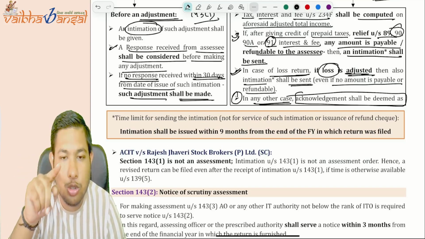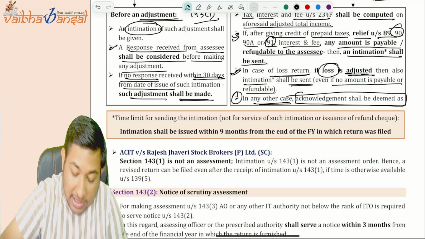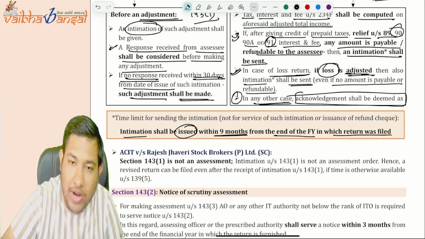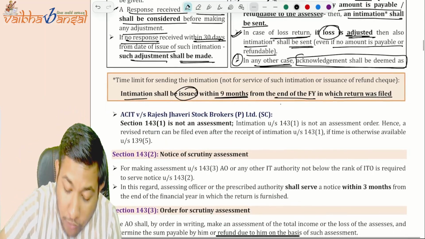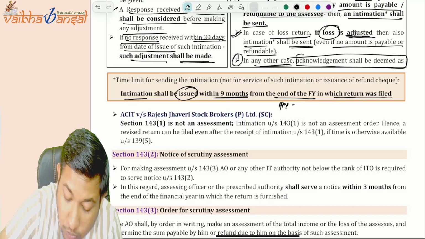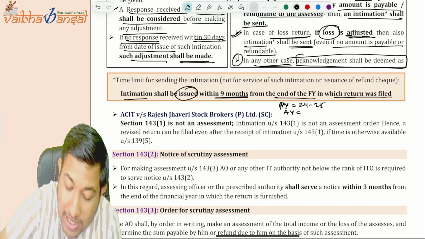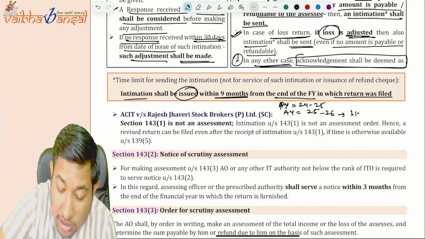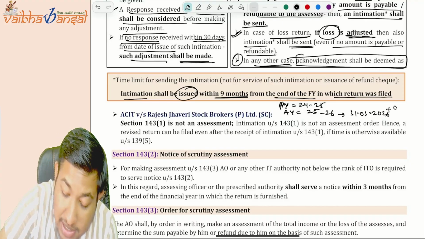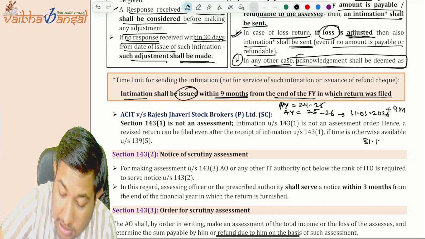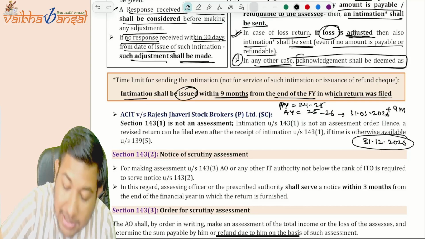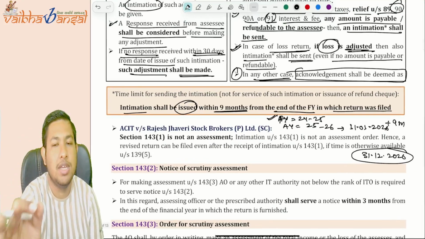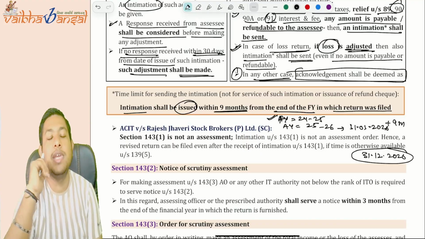But where the intimation needs to be sent, what is the timeline? The intimation should be issued within 9 months from the end of the financial year in which the return was filed. So, for the previous year 24-25, the return is filed in assessment year 25-26. This period ends on 31st March 2026. Nine months will be given, so till 31st December 2026. By this time, the intimation for previous year 24-25 should be given.